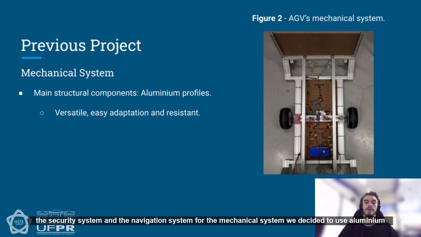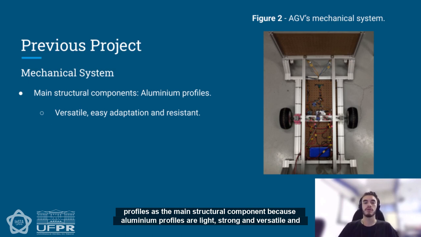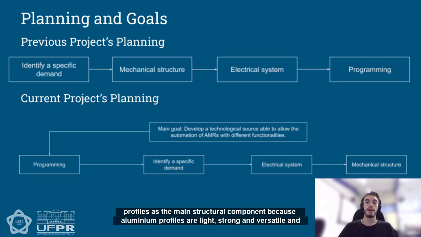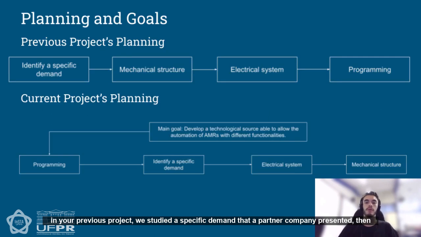For the mechanical system, we decided to use aluminum profiles as the main structural component because aluminum profiles are light, strong, and versatile. And in our previous project, we studied a specific demand that a partner company presented. Then we developed the mechanical and electrical parts of our AGV to finally develop the programming.